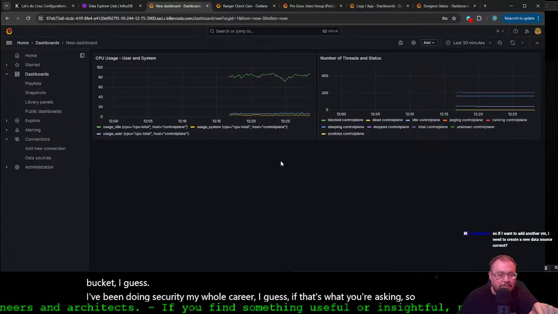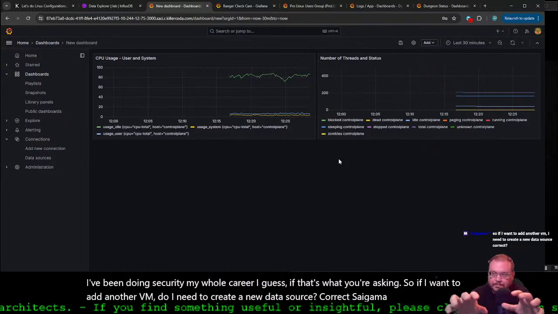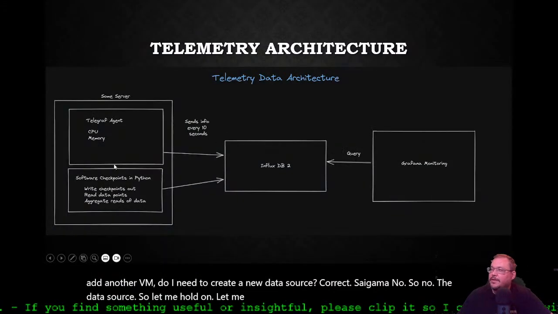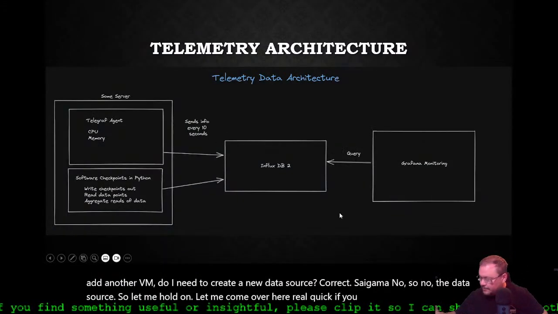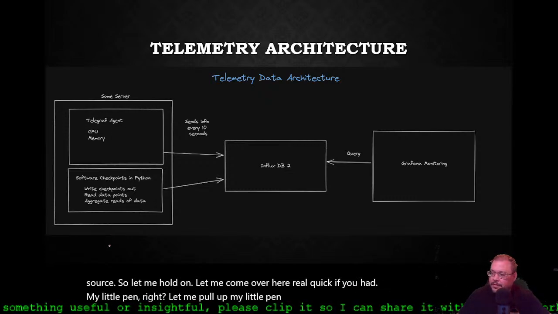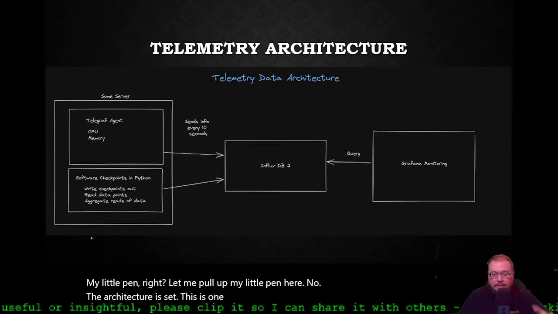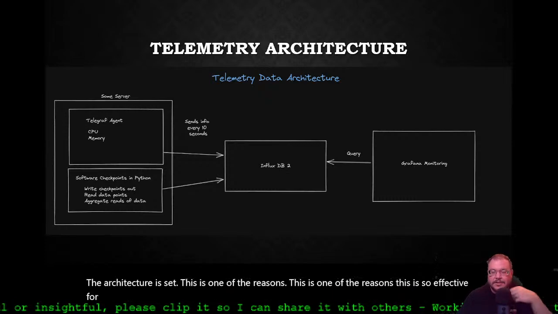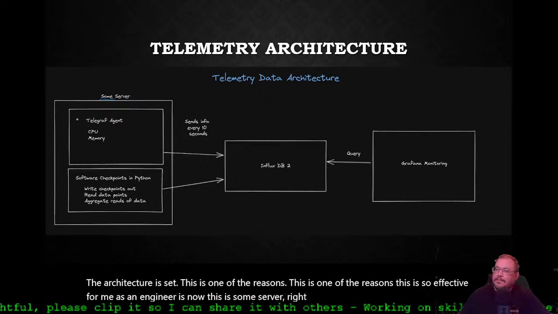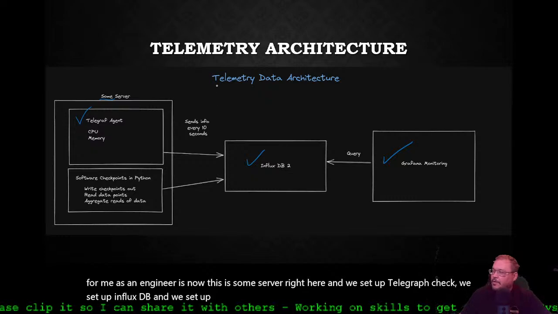So if I want to add another VM, do I need to create a new data source, correct? Saigama, no. The data source, let me come over here real quick. Here's my little pen, right? No. The architecture is set. This is one of the reasons this is so effective for me as an engineer: this is some server right here, and we set up Telegraf, check. We set up InfluxDB, and we set up Grafana, these parts right here, right?